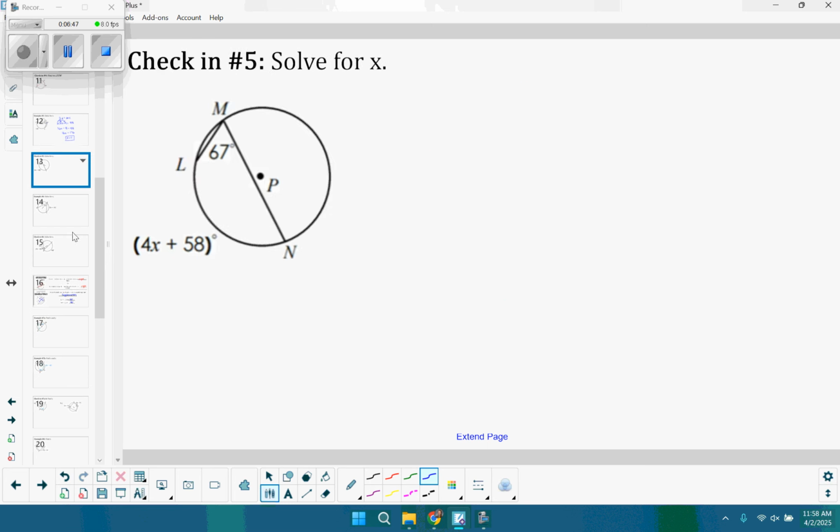For check-in 6, it's the same idea. It's on the circle, but there's no variable here. And I don't have numbers here to just add them all up to 360 right now. So what I will start with is I will use my angle to find my arc, using 2 times angle equals arc. 2 times 67 is equal to the arc. And we get 134 is that arc.